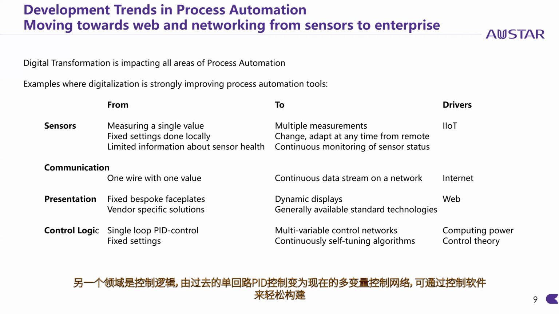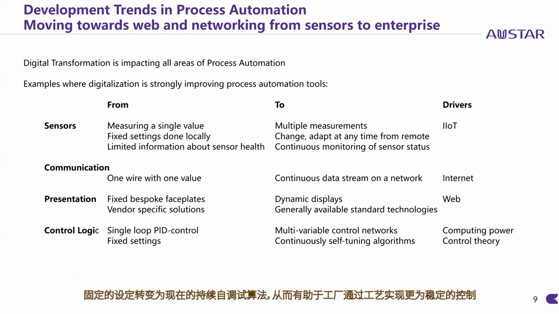For a long time, a single loop PID control was about the best you could do, but now we have multivariable control networks, which can be easily constructed through the control software. And we had fixed settings. Today, we can have continuously self-tuning algorithms, which really helps to stabilize our plants and get better control over our process. So the process industry, which was something separate and special for a long time, is now moving towards web and networking, and that from the sensor up to the enterprise level.